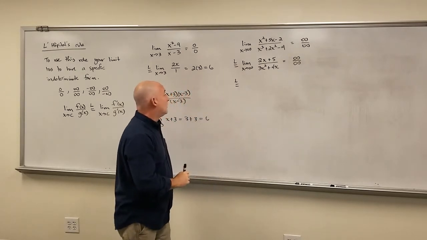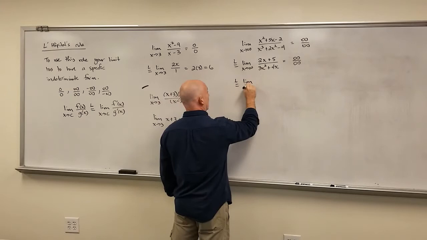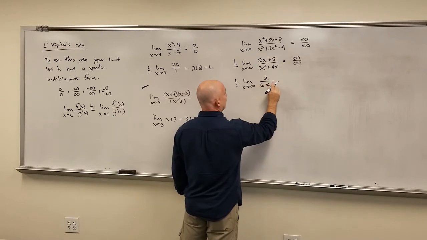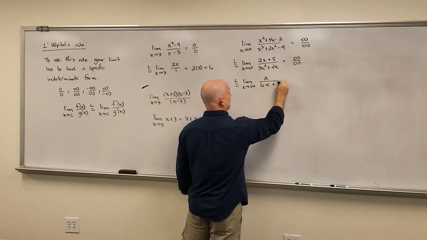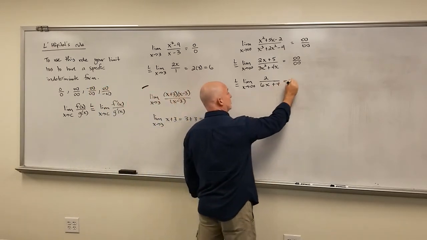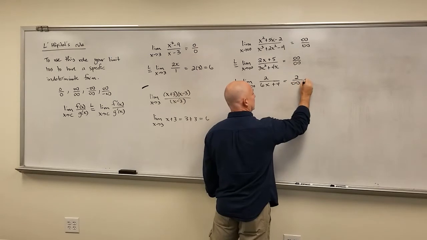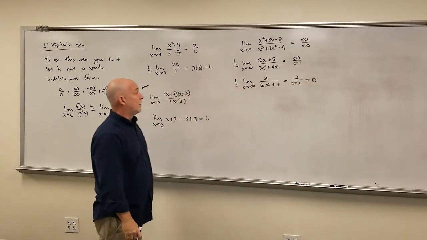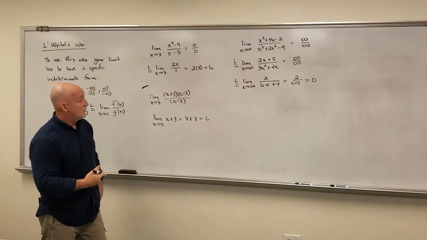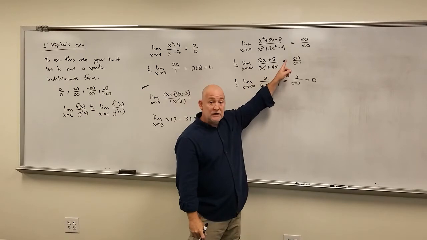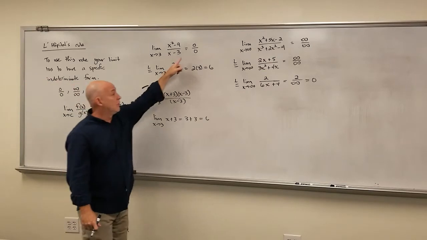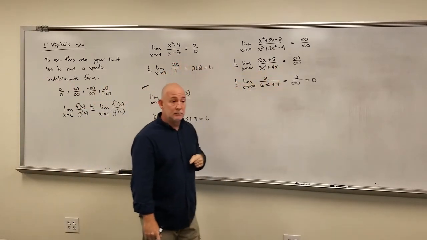So let's try it again. This is going to be the limit as x goes to infinity of the derivative of the top over the derivative of the bottom, and then we try direct substitution. Now doing direct substitution this time, notice we've got a 2 on the top, and of course the bottom is going to go to infinity, which means that is 0. Okay, so you can continue to do L'Hopital's rule as long as you continue to get an indeterminate form. So as long as you're getting a 0 over 0 or infinity over infinity, you can keep doing that.